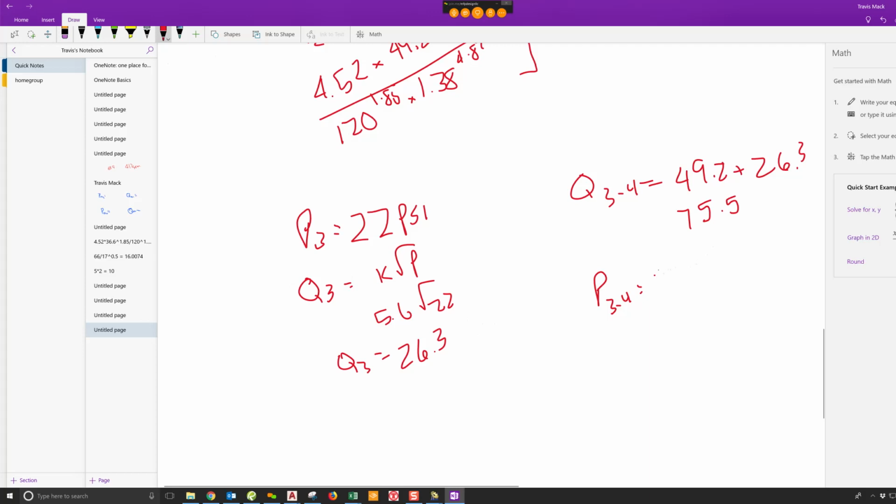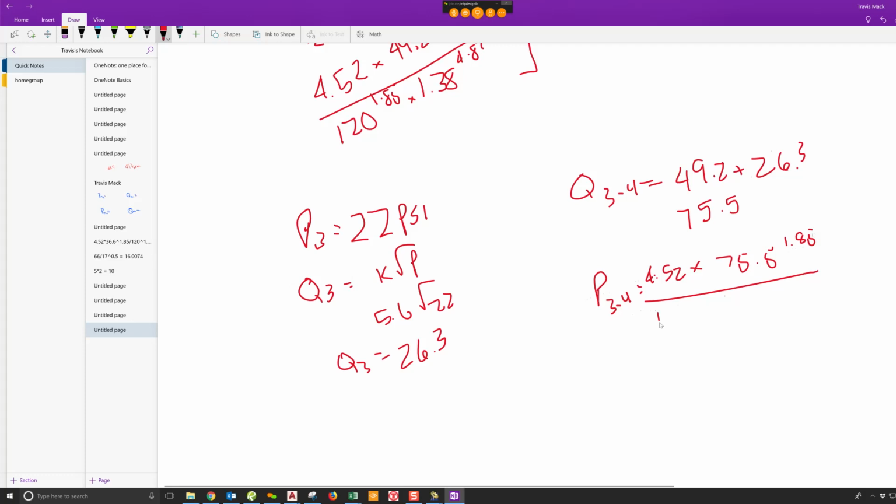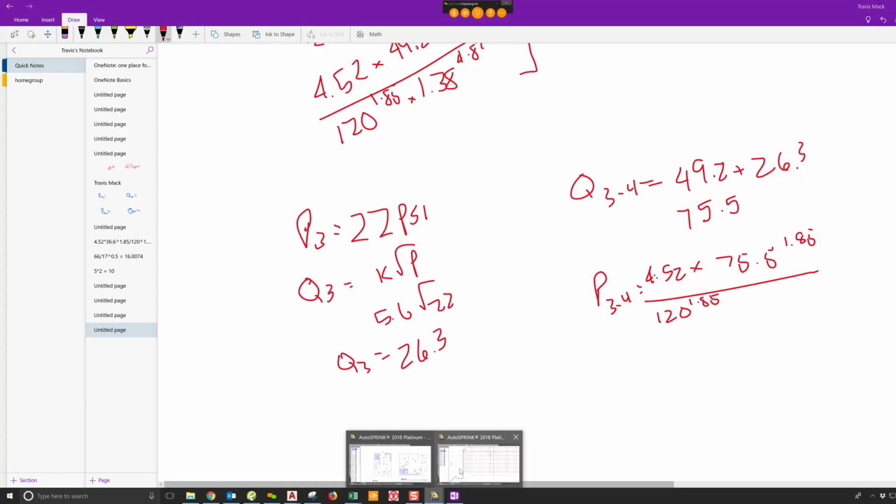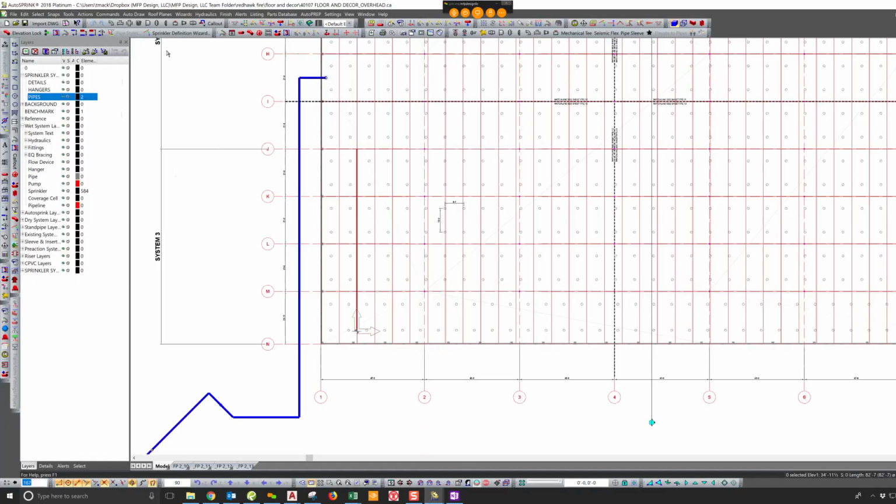Okay, so let's close that. 4.52 times 75.5 to the 1.85 over 120 to the 1.85. And then our diameter, what's the diameter of 1.5 inch schedule 40? Does anyone know offhand? I don't, so I'll cheat.